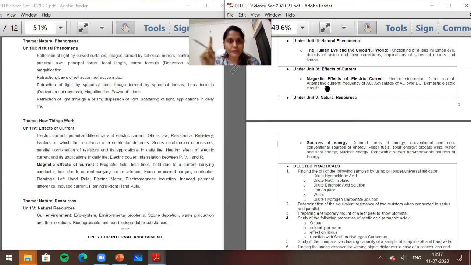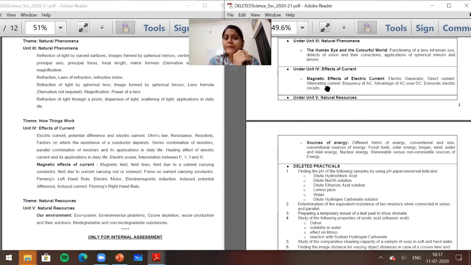But the second chapter, which follows light, is the human eye and the colorful world. In that, the entire human eye part is removed. This was a big blow for me, and I was really upset at the removal of this topic because it is very important. It is practicality. When people wear specs, you need to understand why, which sort of spectacles they are using, and what the number is. The entire chapter, defects, refractive index, defects are removed.